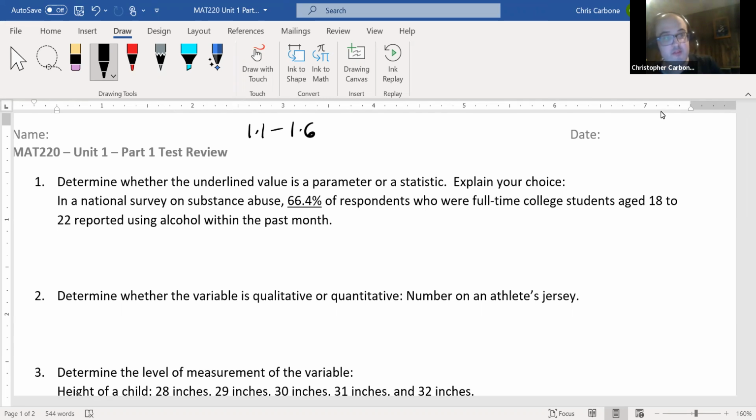First question, determine whether the underlying value is a parameter or a statistic. Explain your choice. In a national survey on substance abuse, 66.4% of respondents who were full-time college students aged 18 to 22 registered using alcohol within the past month. Due to the way this is written, discussing this being a national survey on substance abuse, the 66.4% is going to be the parameter.